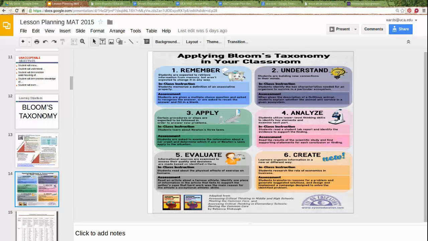So Bloom knew that some of the things we ask students to do are easier than other things that we ask them to do. And the challenge for you as a teacher is to make sure that you are not only teaching kids at their remember level or understand.